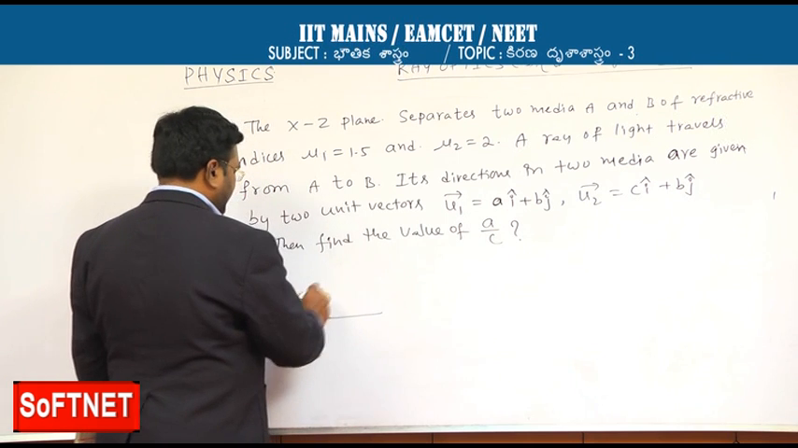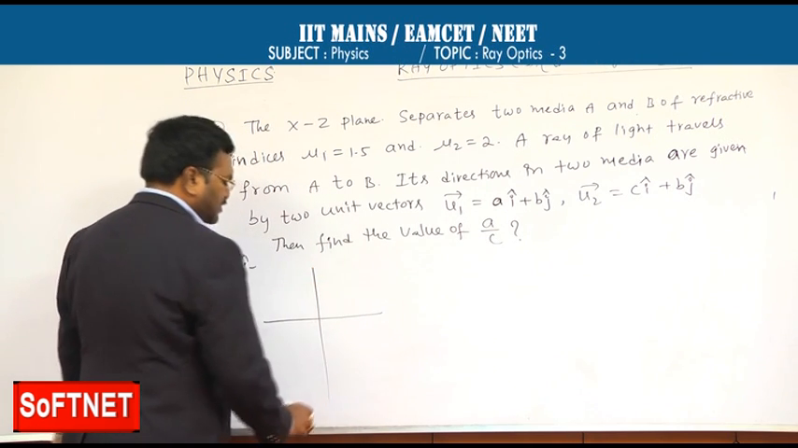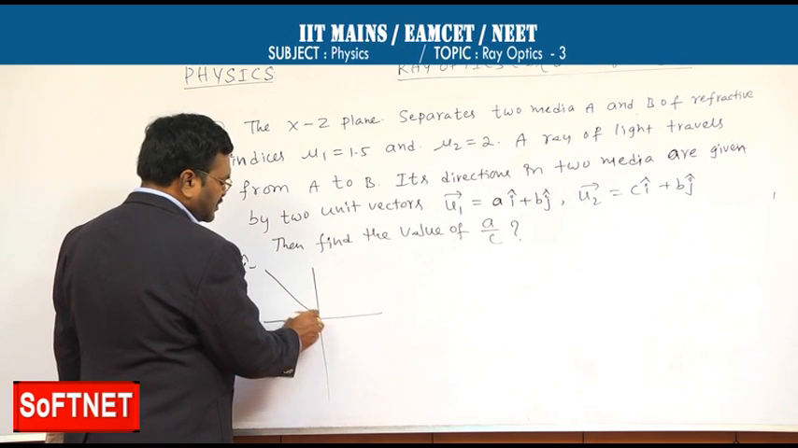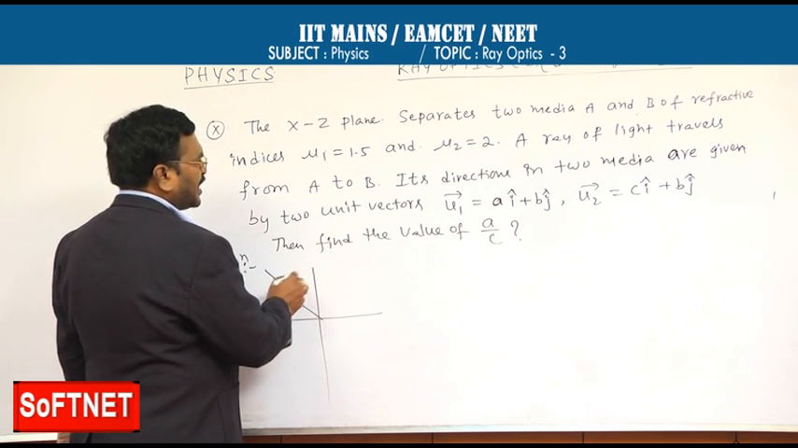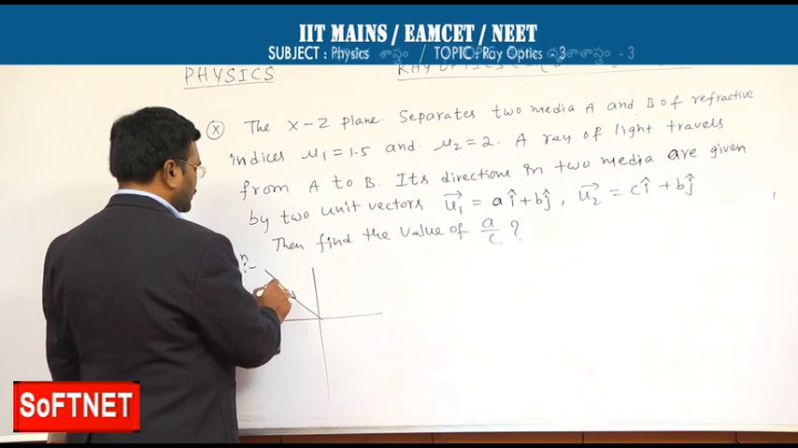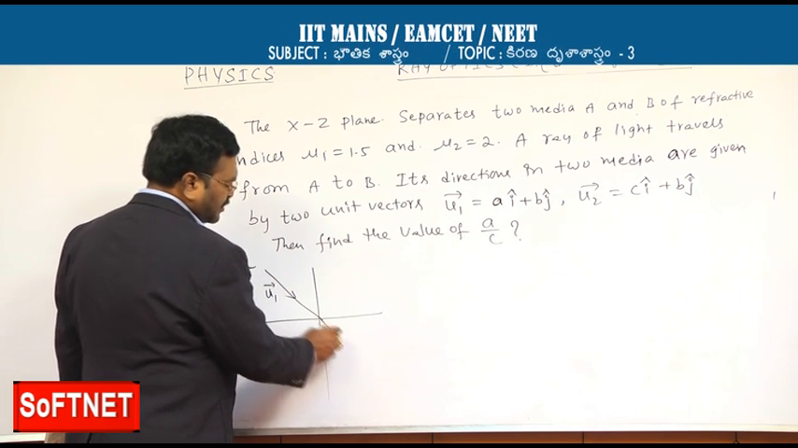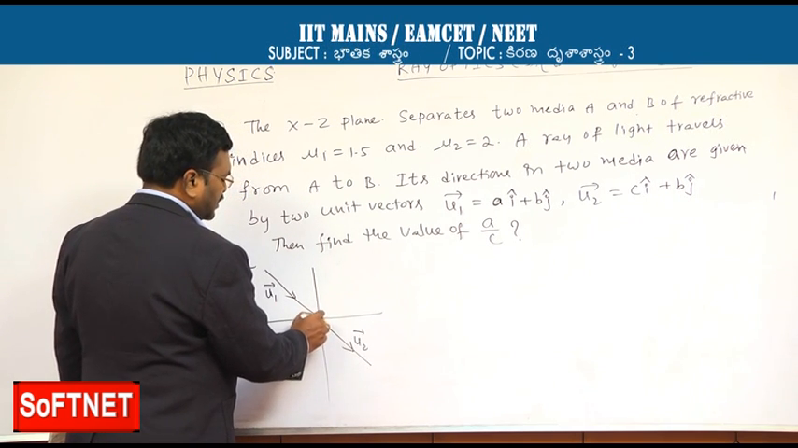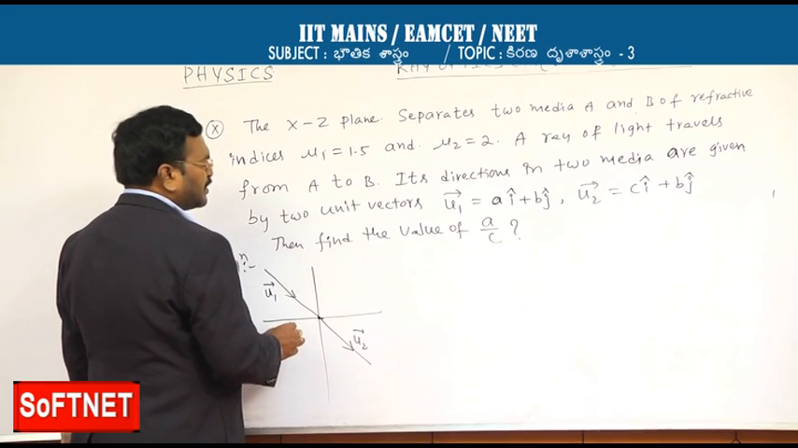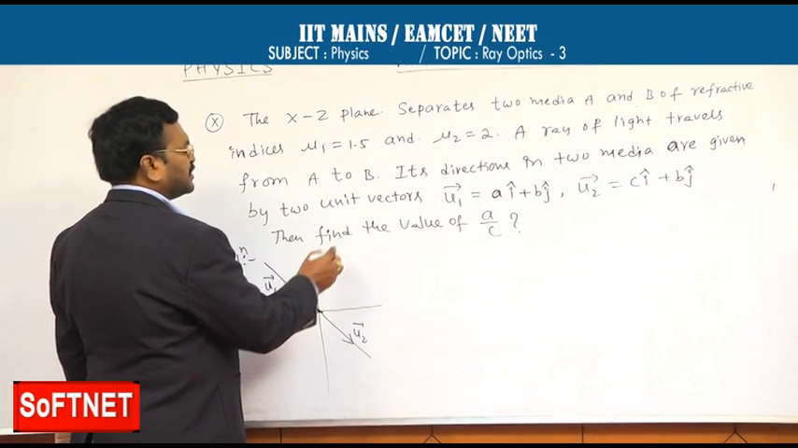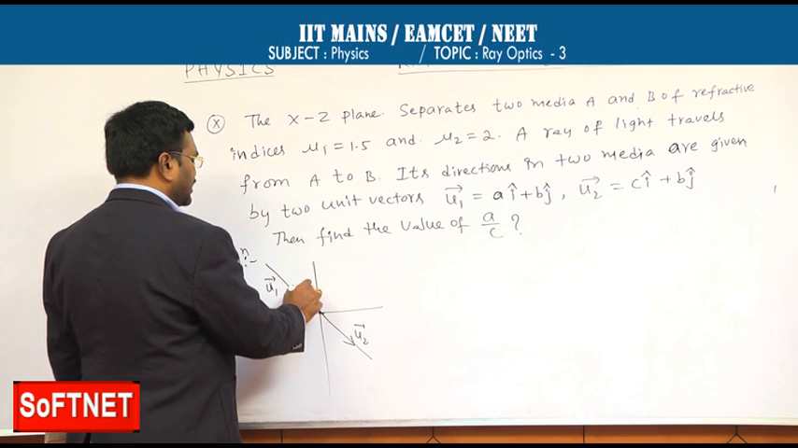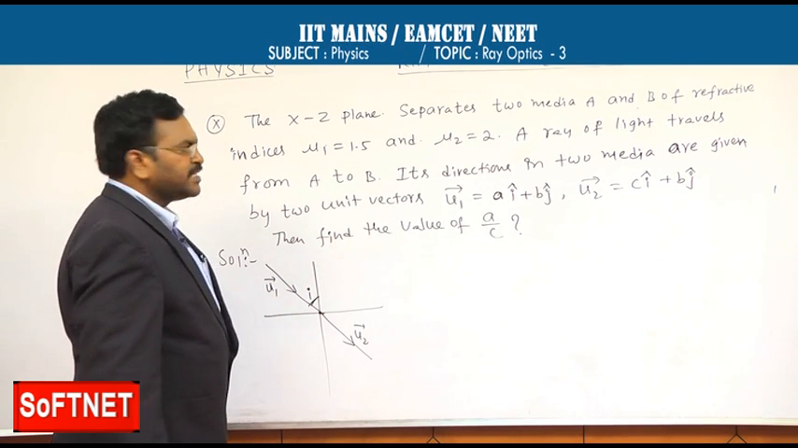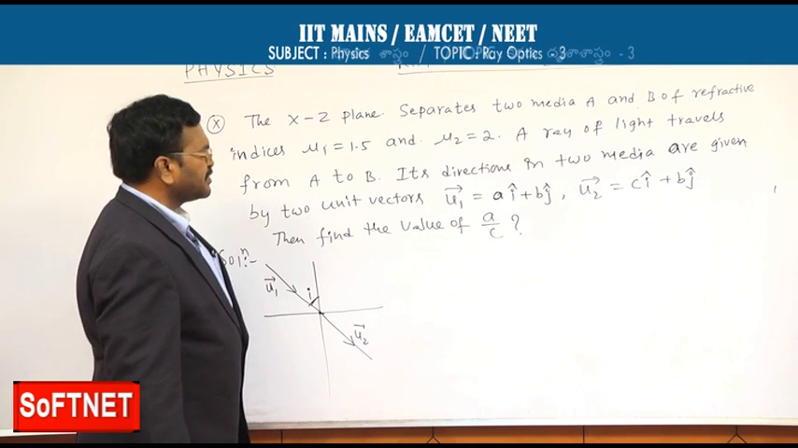First, we take it like this. This is the XZ plane. This is the normal. Now a ray of light comes like this. The direction is U1 bar, and again here U2 bar. This angle is the angle of incidence, I. The direction U1 bar is A i cap plus B j cap, and U2 bar is C i cap plus B j cap.